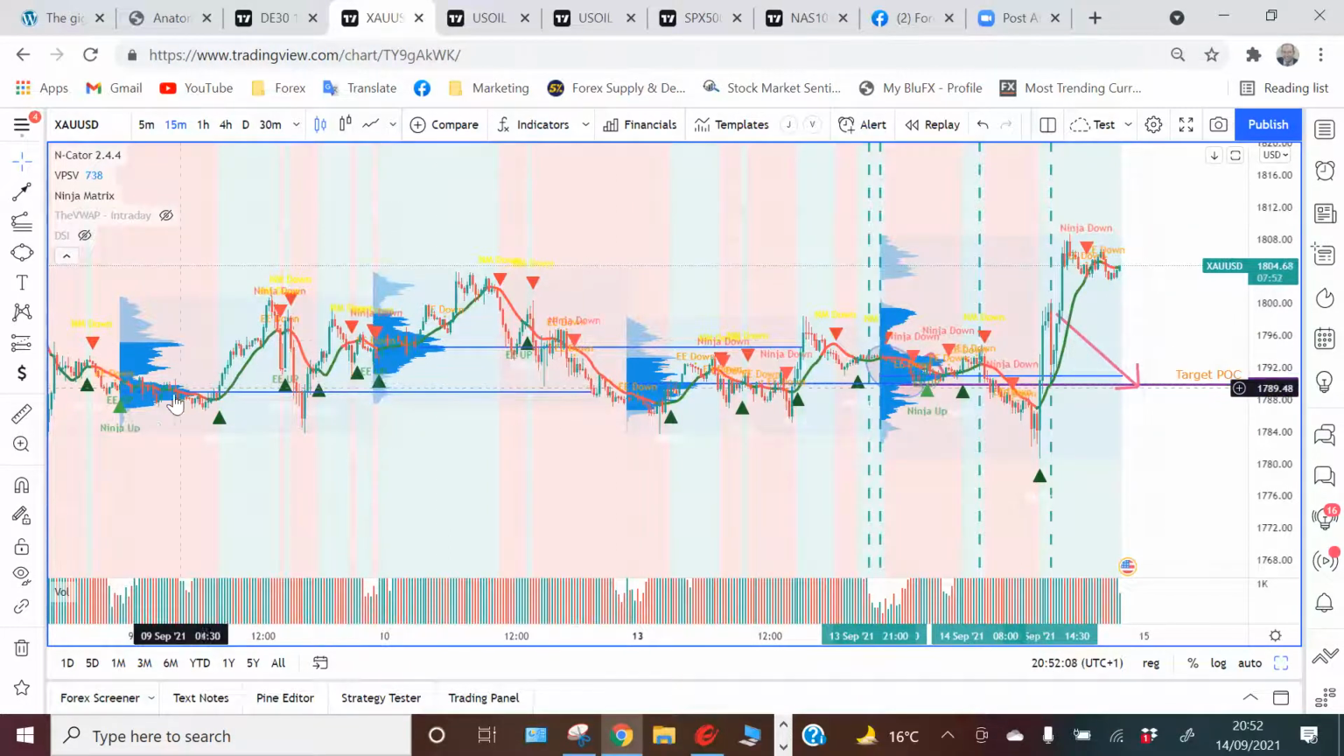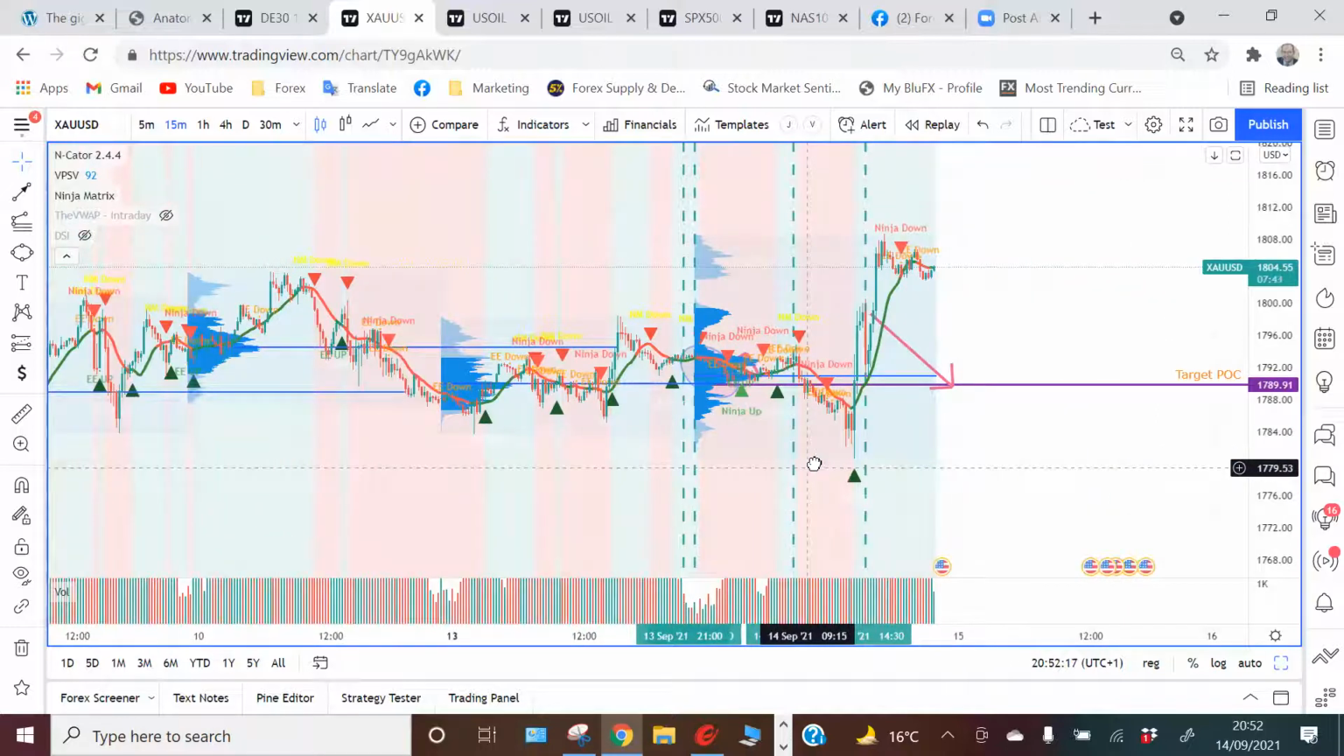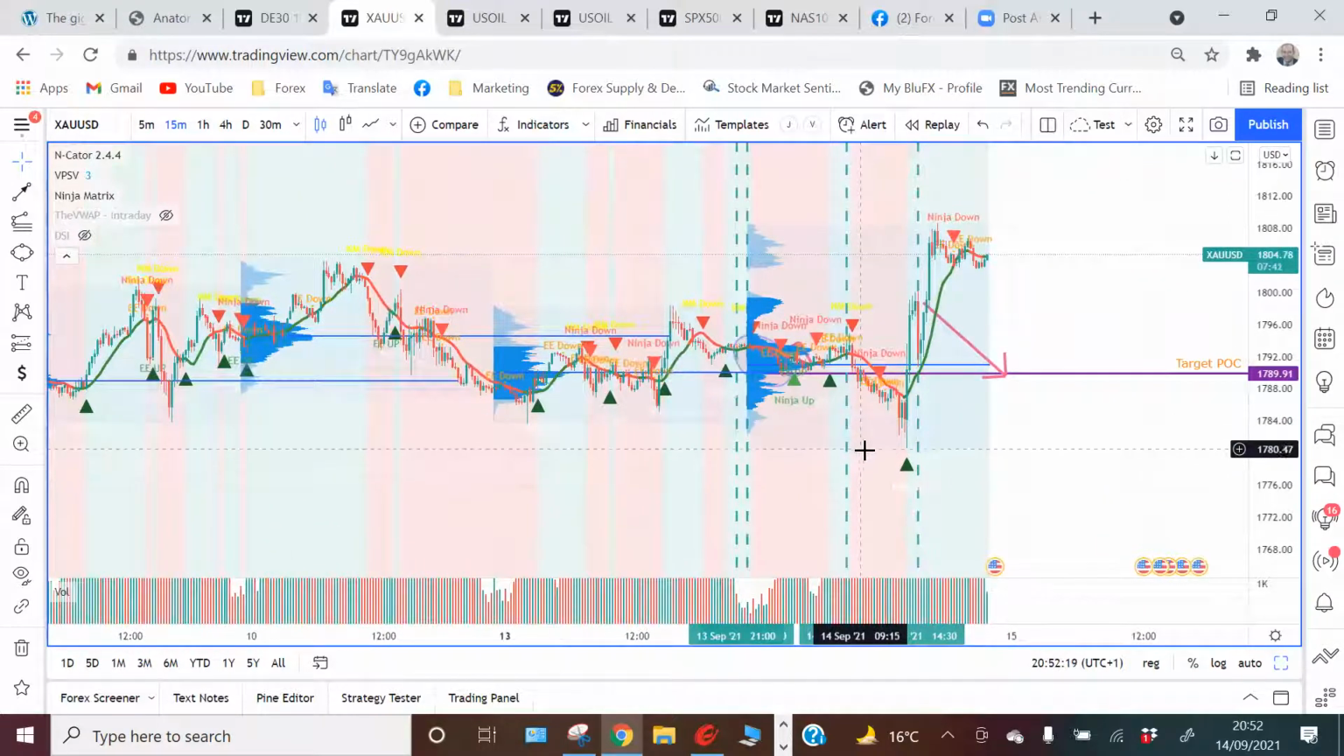So look at it. Every single time it comes down, previous day, it goes up. This one here, previous day, it's what's today. We will get a loss, but I've not had a loss on gold yet trading this style.